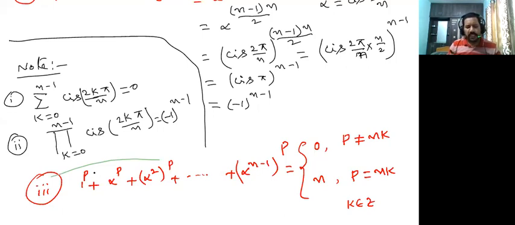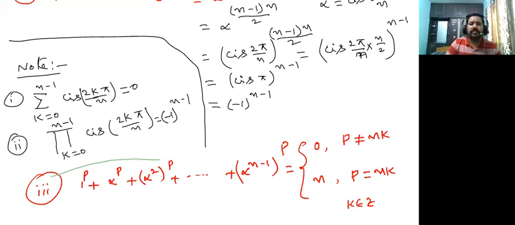Once again I am explaining theoretically: the sum of pth power of nth roots of unity is 0 when p is not a multiple of n. The answer is n if p is a multiple of n.